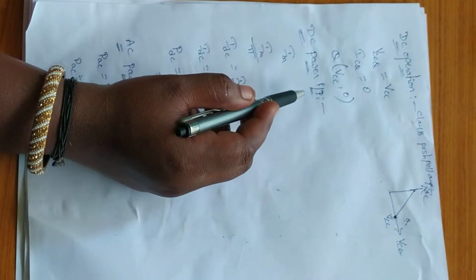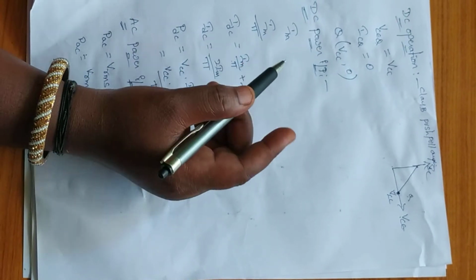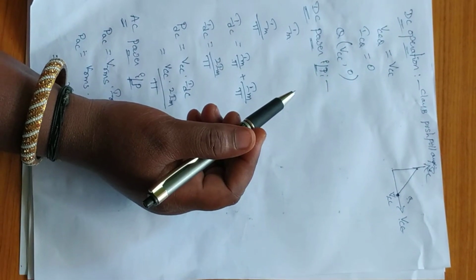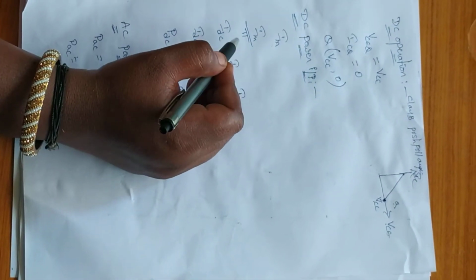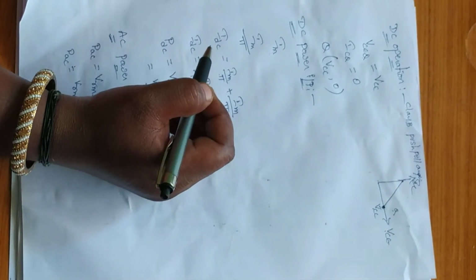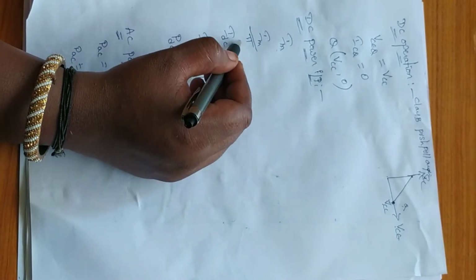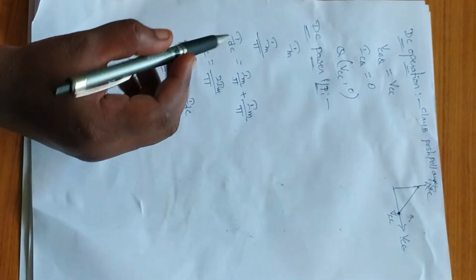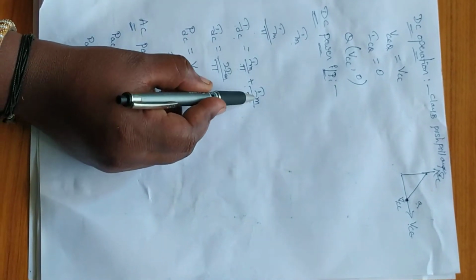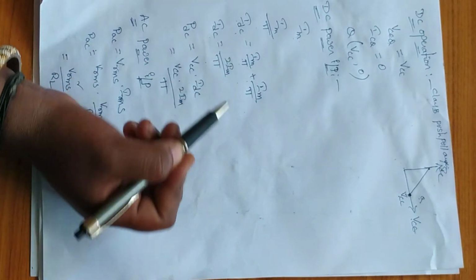Next, DC power input. Here, both transistors produce half rectified waveforms. The peak value of the output current is Im. Due to rectified waveforms, the average DC of each transistor is Im by pi. So, total IDC equal to Im by pi plus Im by pi. IDC equal to 2Im by pi.